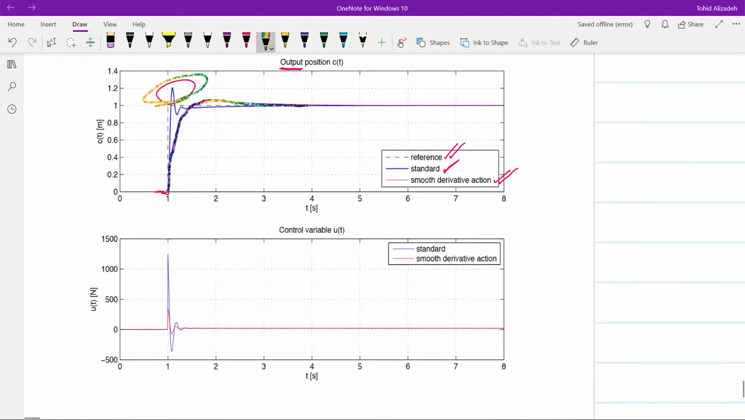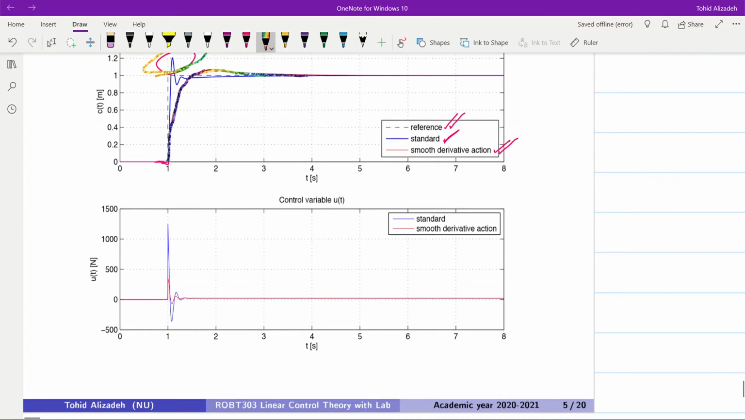And here you can see the control variable, or u(t), for the standard case and for the smooth derivative action. You can see that in the standard case, the control signal has a big jump, while for the smooth derivative case, the amount of the jump is much smaller.